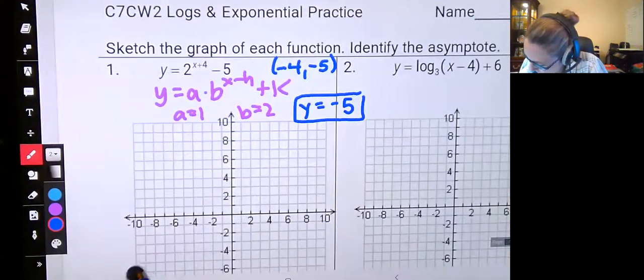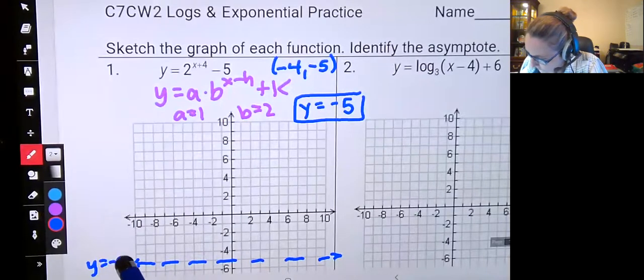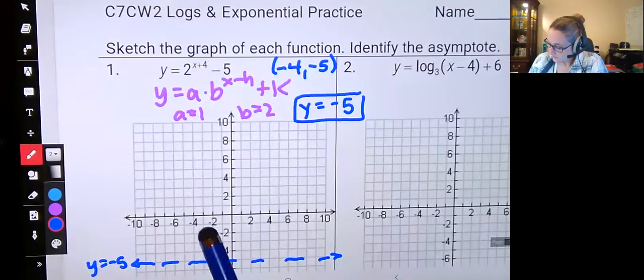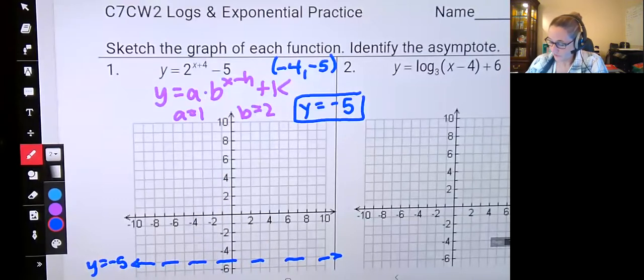So I'm going to come down here. I'm going to have an asymptote at y equal -5. And then this locator point, -4, -5, right here. This is where you're going to start your graph. That's where we're going to do your A, and then we're going to start timesing by 2, timesing by 2, timesing by 2.